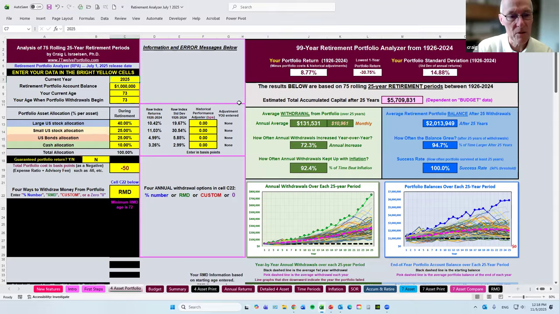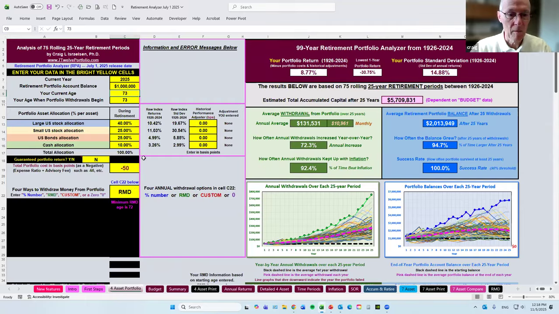So the bright yellow cells are where the user enters data. Pretty straightforward stuff. Let's enter 2025 as the current year. Just to make things easy, $1 million as the retirement account balance. And again, to keep things easy, let's say the current age is 73, and that coincides with RMD, and RMD is selected right down here.